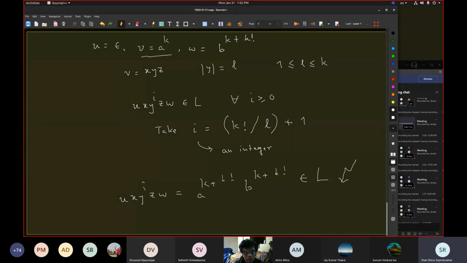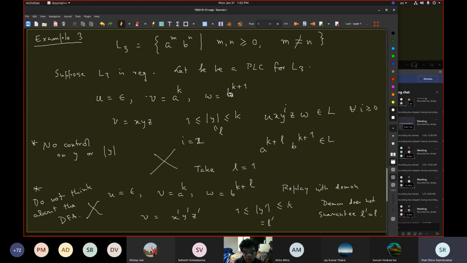Sir, if we did not have the condition m not equal to n, would it be a regular language? Yes, it is, because it's something like a star b star, right? No, if I just say n greater than or equal to 0 without this condition, this is just the language of the regular expression a star b star.